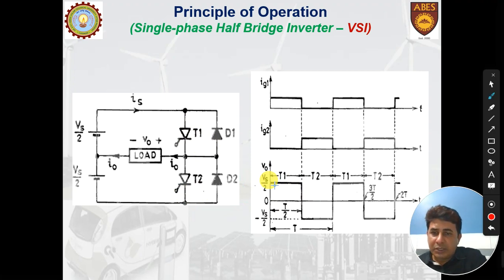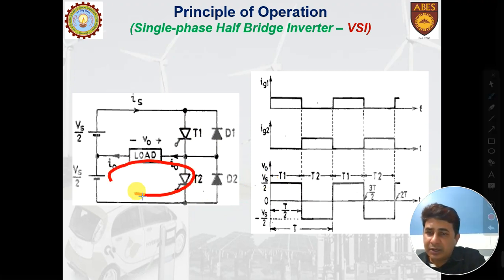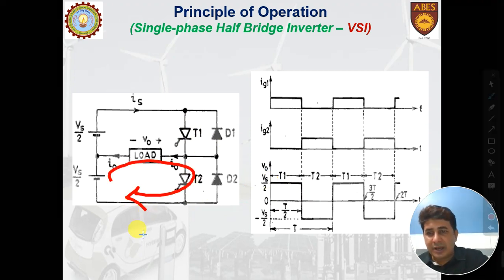When a pulse is given to T2, the current now flows in this direction. Earlier the current was opposite to it, but now the current is reversed, and because the current is in this direction, this side will be positive, this will be negative. So you can see earlier the voltage was negative positive, but now the voltage is reversed.